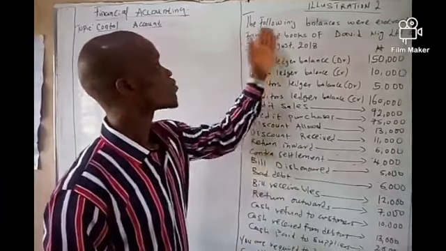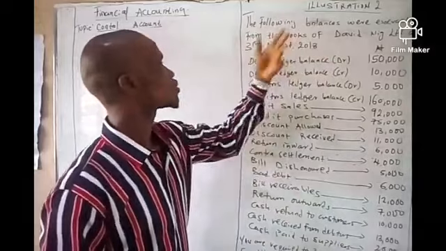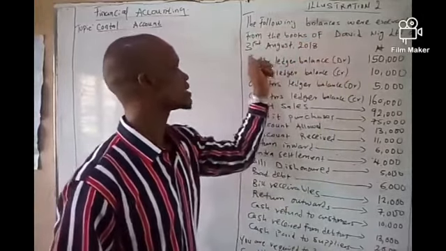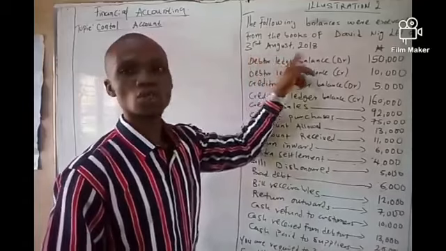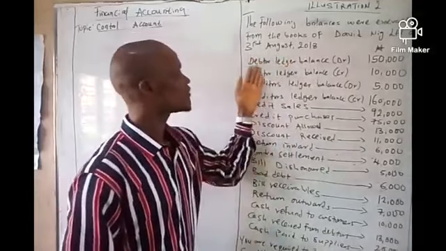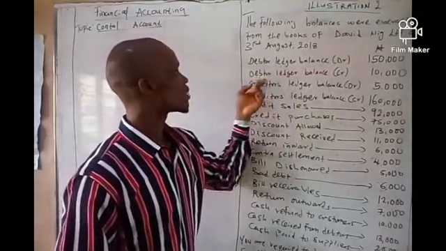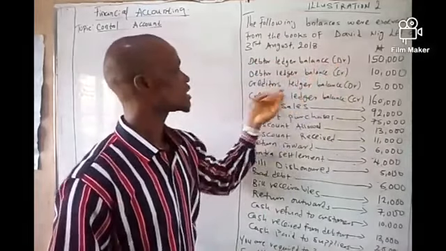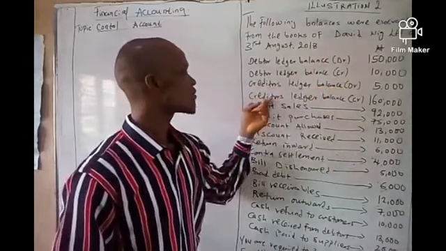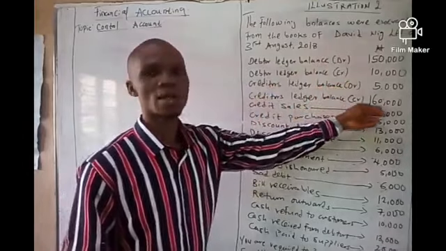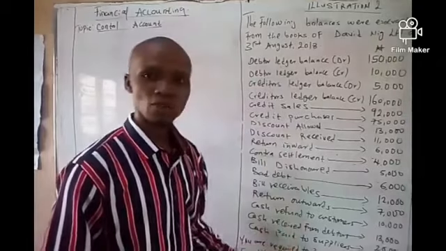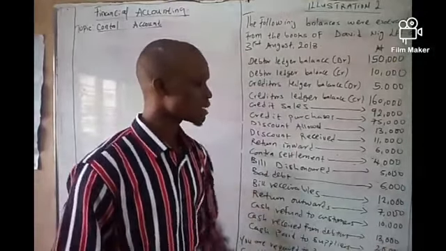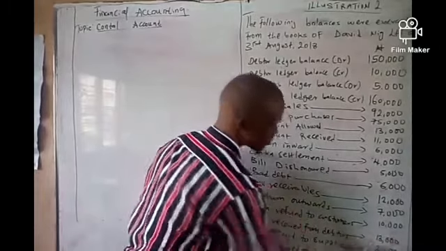Now, from the question we have on the board, we are told that the following balances were extracted from the books of David Nigeria Limited on 31st August 2018. We have debtor ledger balance, the debit side, we have the credit side. We have creditor ledger balance, the debit side, 160,000, and so on and so forth to the last one here, which is cash paid to suppliers, 20,000 naira.